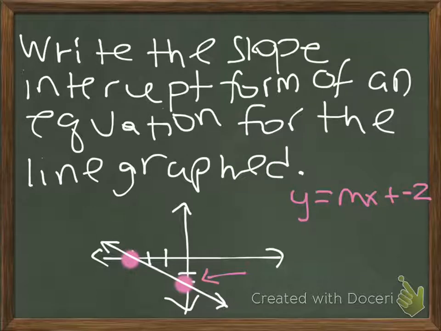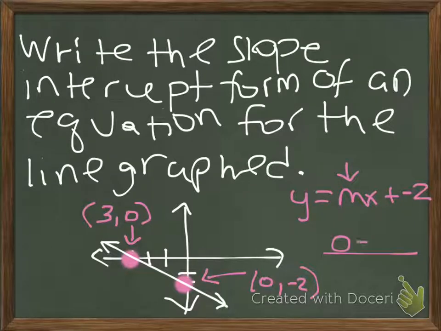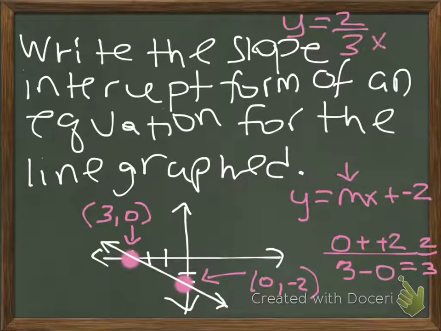And then our slope, we can use the 2 points they gave us to find our slope. So this top point here is (3, 0). And this point that I just pointed to is (0, -2). We're going to use that to find our m value, or our slope. So subtract our y's over our x's, and we get 2/3. So if we put it all together in slope-intercept form, we have y equals 2/3 x minus 2. And that's our equation.